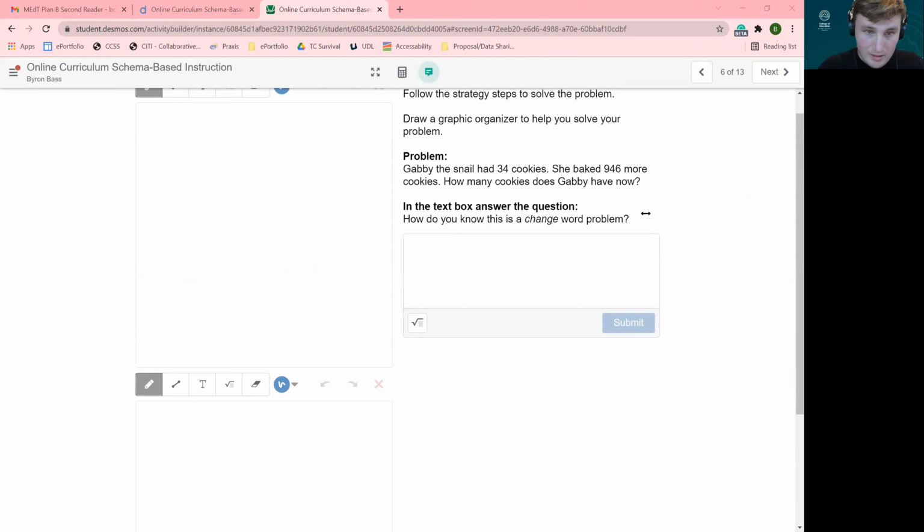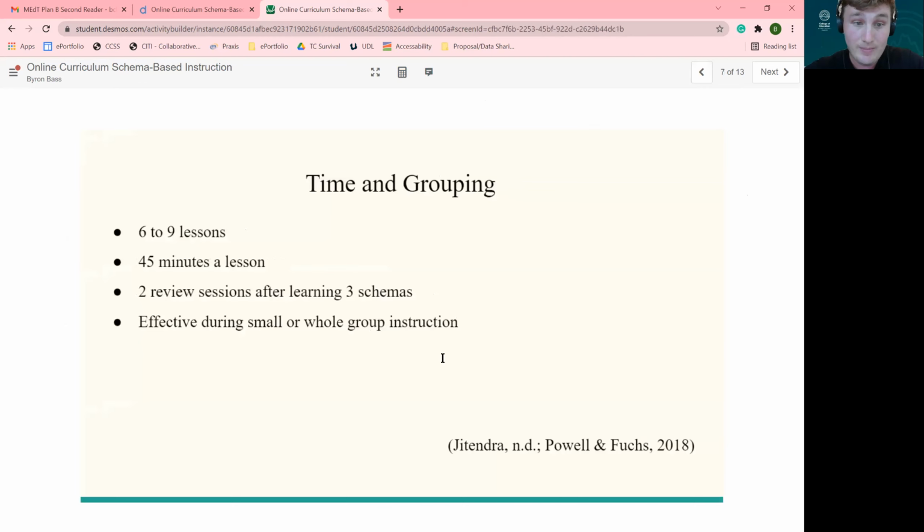Yeah. So it's important to use direct instruction when teaching schema-based instruction. Each schema is going to require 6 to 9 lessons, depending on where your students are. Each lesson should take up to 45 minutes. After learning 3 schemas, teachers should hold 2 45-minute review sessions to review the 3 schemas. Schema-based instruction has been shown to be effective for small group or whole group instruction.